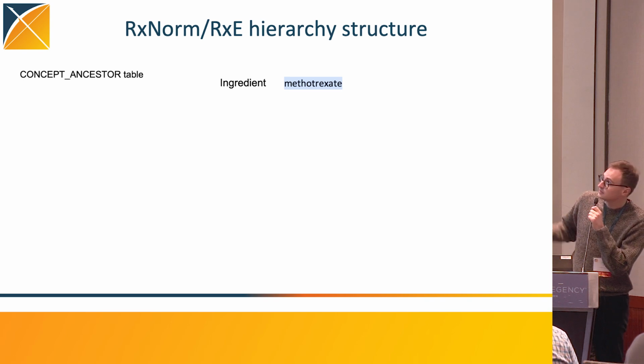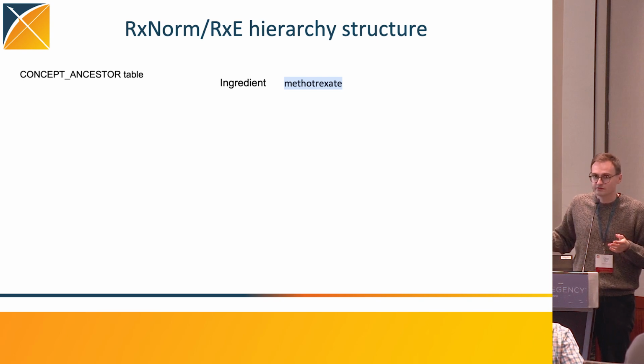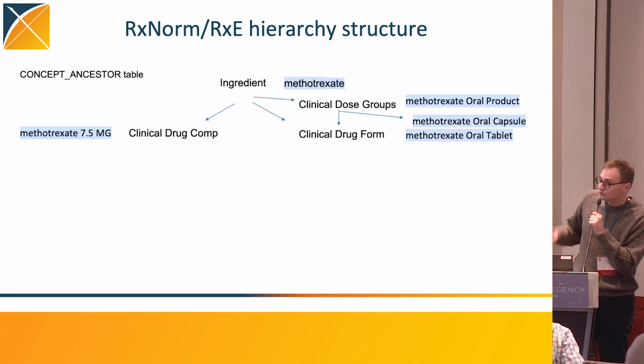They're connected in a hierarchy you can find in the concept ancestor table. And everything begins with the ingredient. So the ingredient is the top level of the hierarchy, the base of the hierarchy. In our case, it's methotrexate, a drug very often used to treat lupus, rheumatoid arthritis, and other autoimmune conditions. It is connected to 2 separate branches. The first one is a clinical drug component, methotrexate 7.5 milligrams. And the second is the branch of form, so clinical drug form, methotrexate oral tablet.